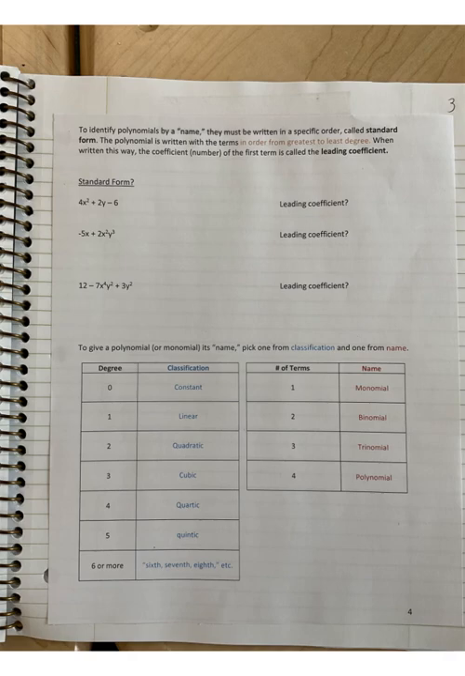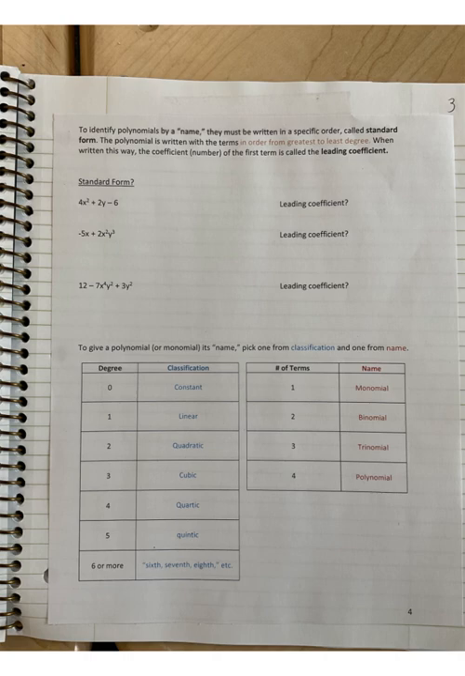To identify polynomials by a name, they must be written in a specific order, and it's called standard form. The polynomial is written with the terms in order from greatest to least degree. When written this way, the coefficient, the number of the first term, is called the leading coefficient.